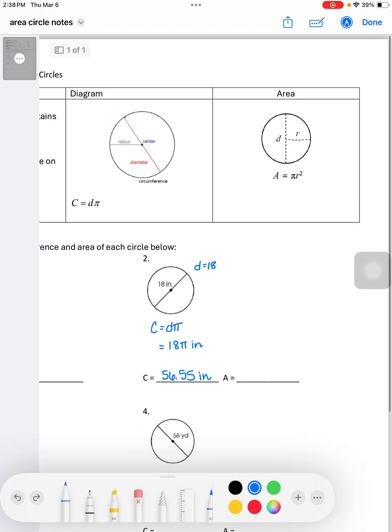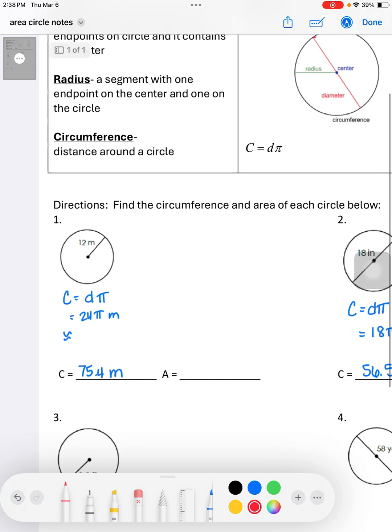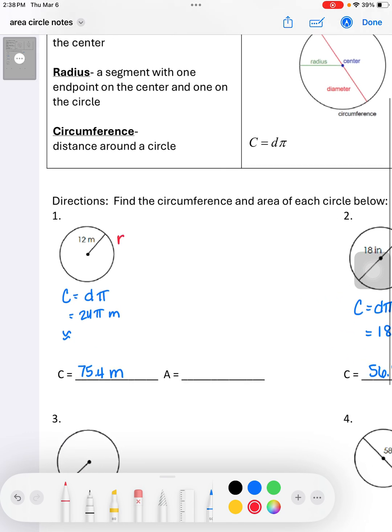The next formula we're going to look at is area. The area of a circle is pi times radius squared. So now we're going to move back to our radius. So looking at question number one, we're going to go to area. So our radius is equal to 12. That's the measurement we were given. So area equals pi times radius squared. So we get 12 squared pi. So in terms of pi, our answer is 144 pi.